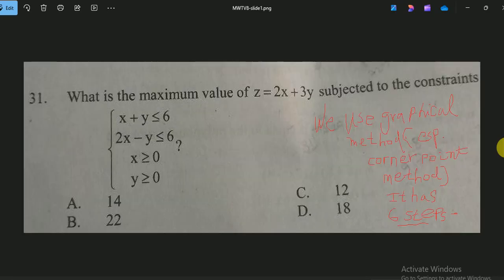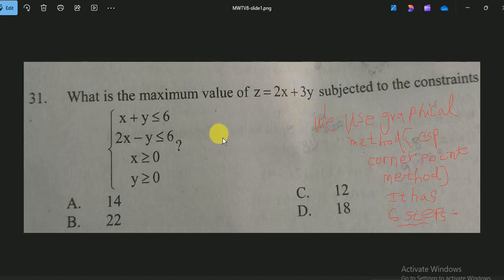Let us start with problem number 31. What is the maximum value of the function z equals 2x plus 3y subject to the constraints x plus y less than or equal to 6, 2x minus y less than or equal to 6, x greater than or equal to 0, y greater than or equal to 0?